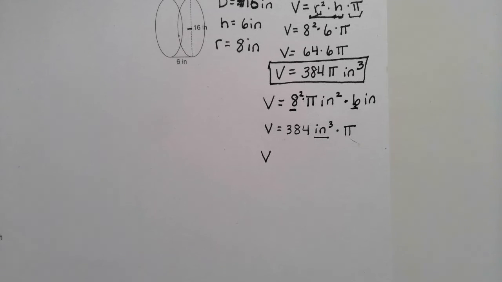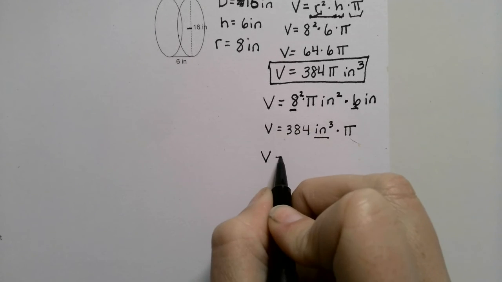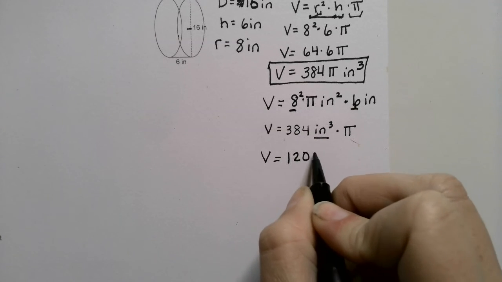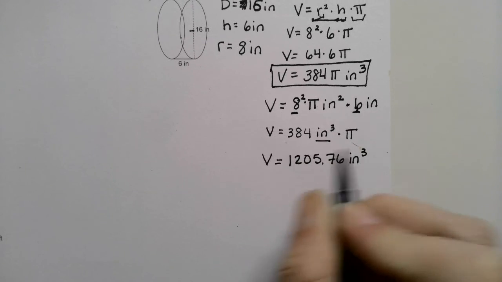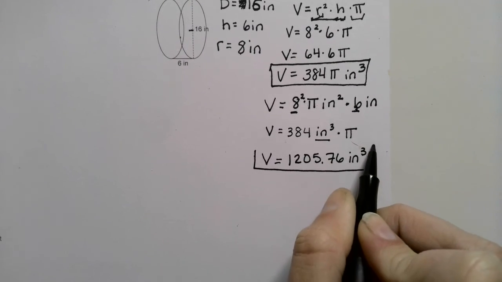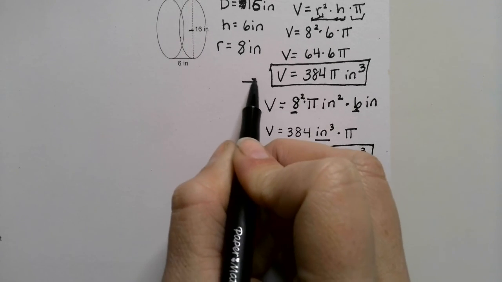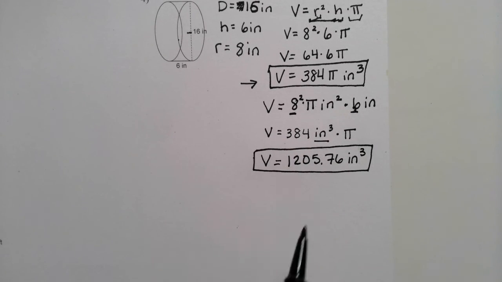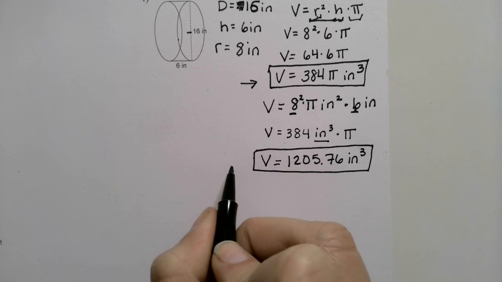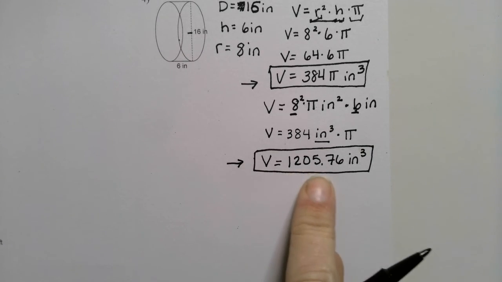But now if we take 384 and we multiply that times 3.14, we end up with 1,205.76 inches cubed. So again, this one's in terms of pi, which is a more accurate answer, but sometimes we use 3.14 to represent pi. And when we do that, we get this answer right here.